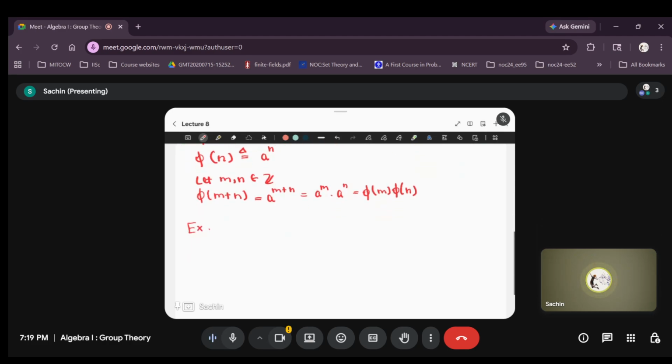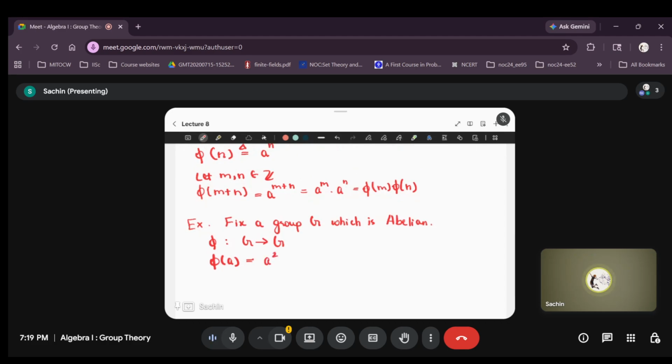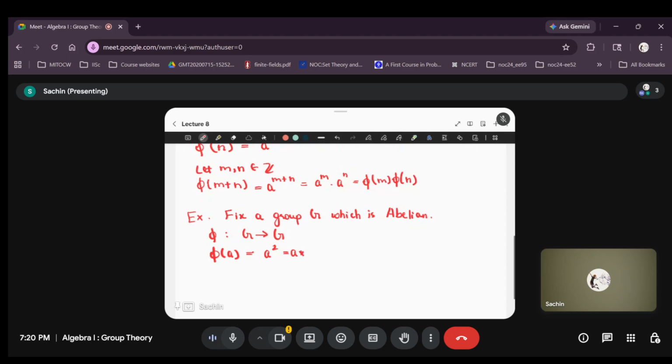The next example is: fix a group G which is abelian. Here both the domain and codomain are the same group. It is a mapping from G to G. And given an element A in G, phi of A is A square, or A times A.